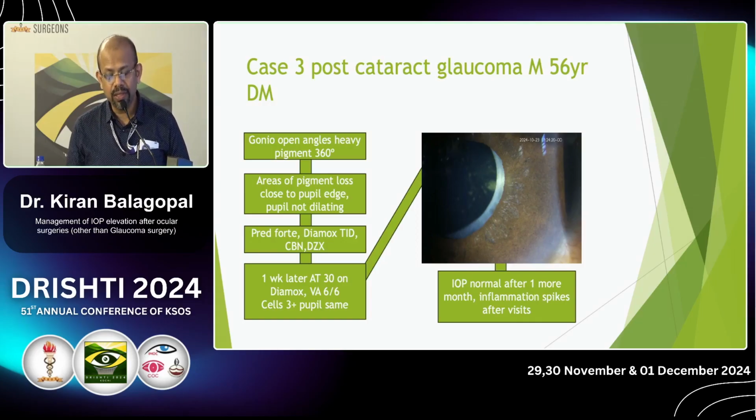He had stopped all the Diamox. Then I found that the pigments were also not there. Then I again checked his IOP by applanation, and the next day he called me and said that he has again developed irritation. Then I called him the very next day and saw that he had again developed pigmented cells in the anterior chamber and there was some circumcorneal congestion.